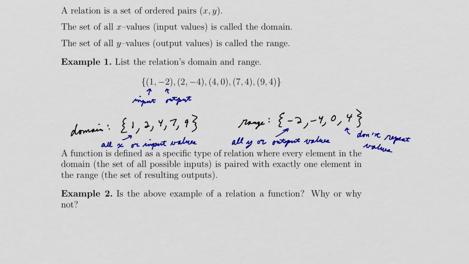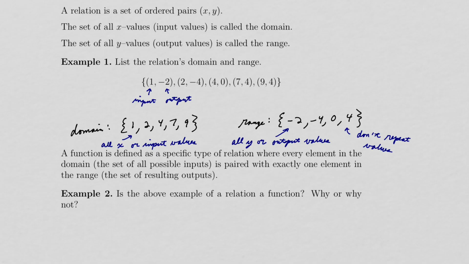Okay, so that's sort of like the general case. A relation is the most general case. Now, what is a function? Well, a function is a specific type of relation where every element in the domain, the set of all possible inputs, is paired with exactly one element in the range.